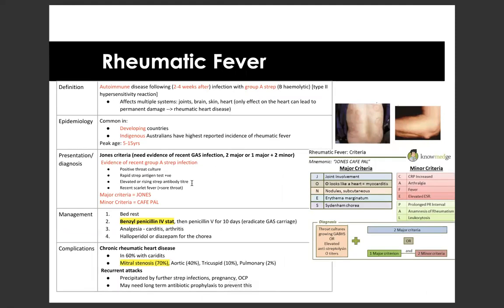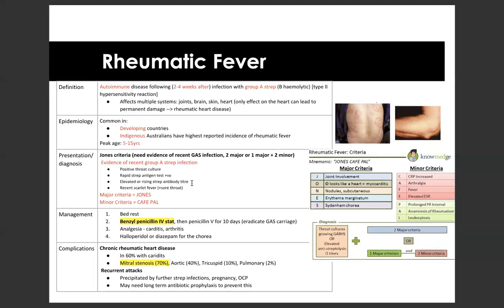And another condition that I used to get really confused between was infective endocarditis and rheumatic fever, because they're both heart conditions and both related to infection. So how I remember the difference is rheumatic fever is rheumatological, so it has joint involvement, and joint involvement is the first major criteria in the Jones criteria, so J for joint involvement.